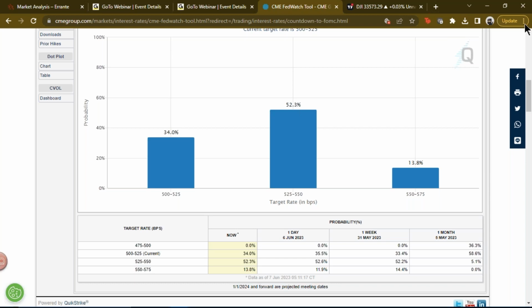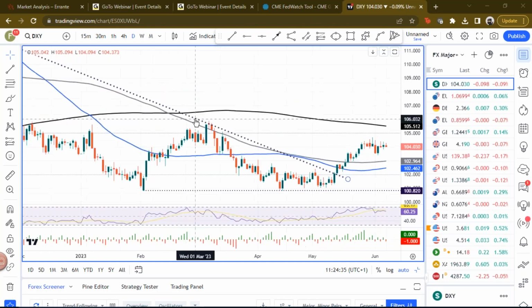Okay, if we just check on the DXY chart, bear with me while I pull that up, which is obviously the dollar index, tracking the dollar against 6 of its major trading partners, the euro being the highest weighting in this index, of course, at around 56-57% or so.